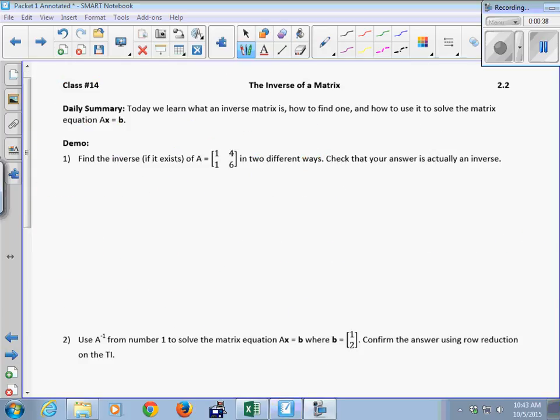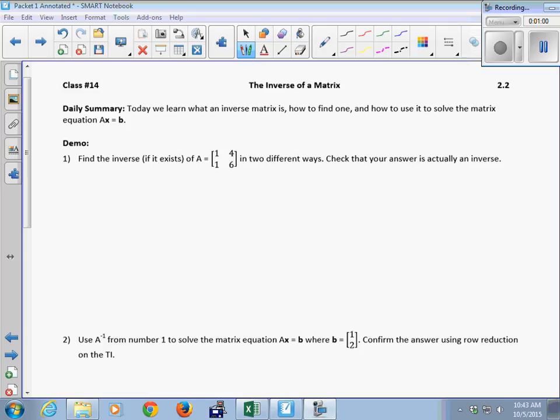Okay, so today we're going to learn what an inverse matrix is, how to find one, and how to use it to help us solve the equation AX equals B. Now, we already have a method for solving the equation AX equals B, right? You can set up the augmented matrix and row reduce it. But today we're going to learn a new method that involves using an inverse matrix.